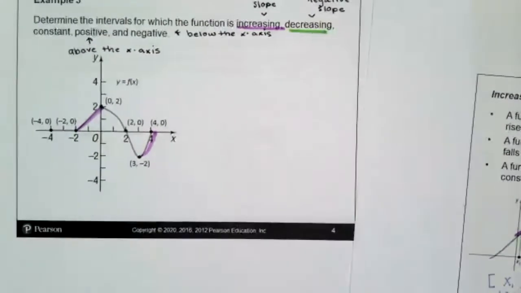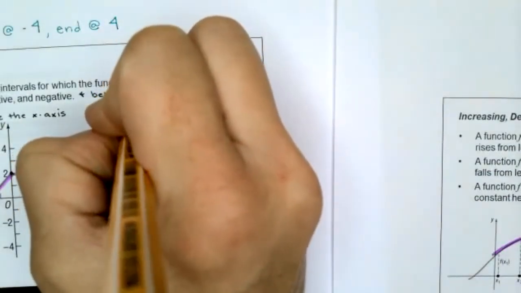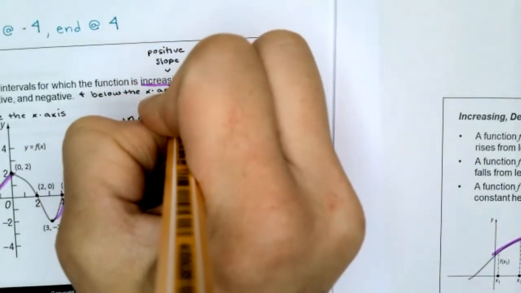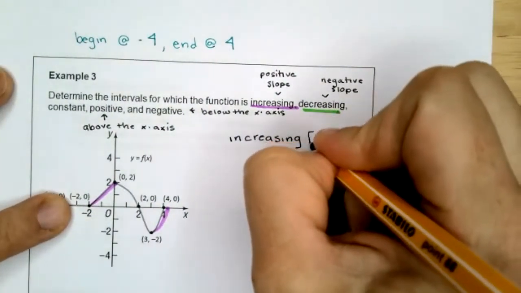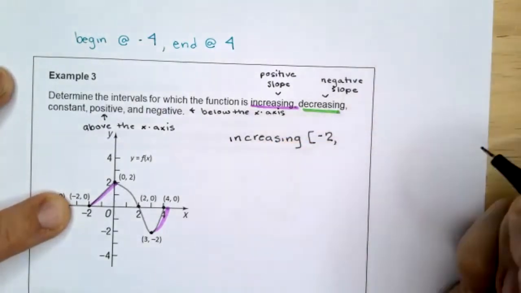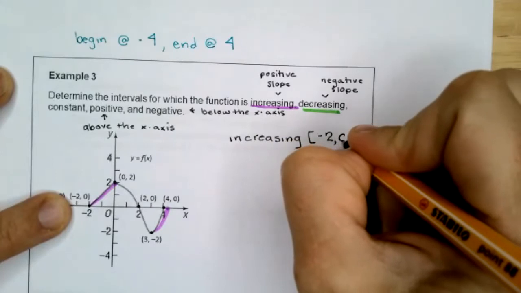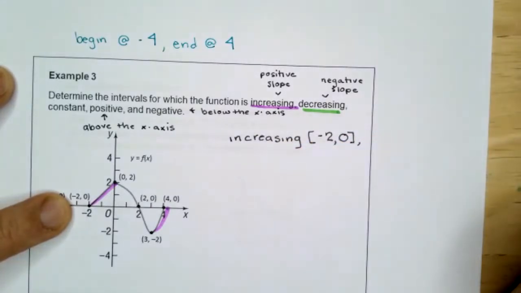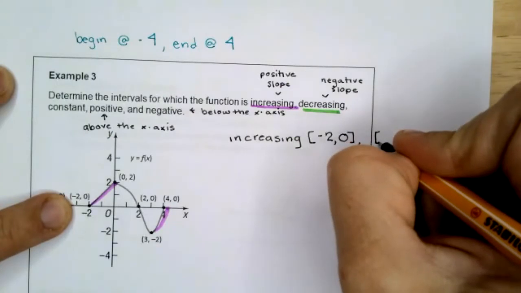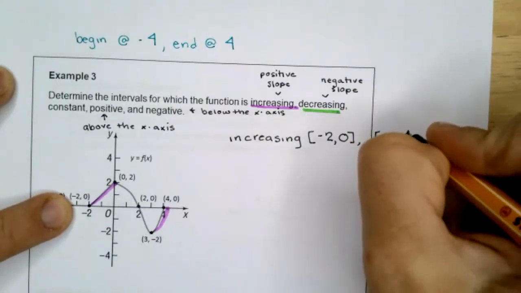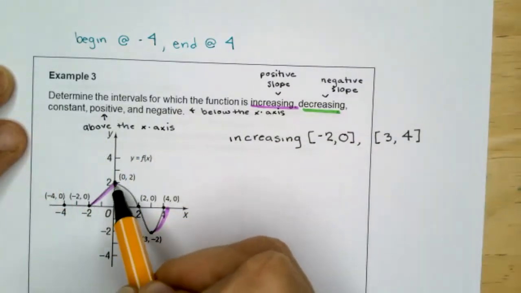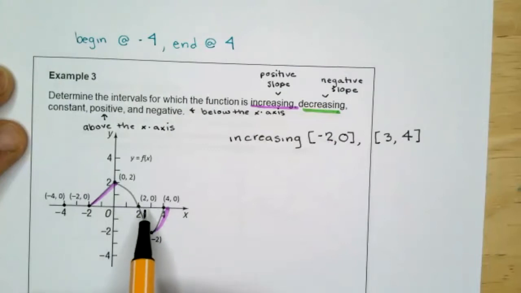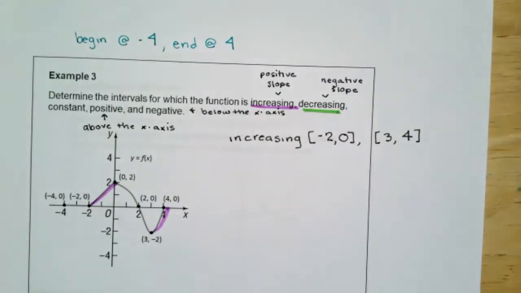So I'm going to say increasing. What did I write? I wrote that it began increasing at -2 and stopped increasing at 0. And then again at +3, does everybody see how I got +3? And ending at +4, it's increasing again. So on the x-axis from -2 to 0, it's going up. And then from 3 to 4, it's going up. Okay, so that's where it's increasing.